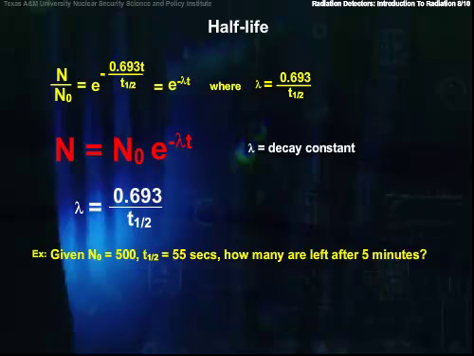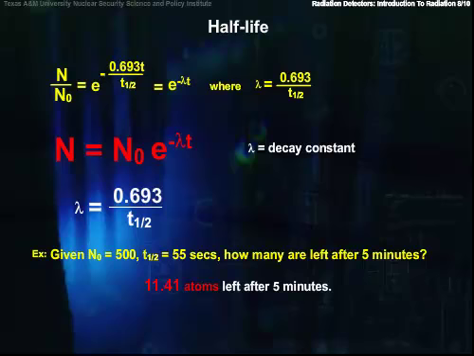Now let's work a problem. Starting with 500 atoms that have a half-life of 55 seconds, how many are left at 5 minutes? Get your pencil and paper and do it again. I get 11.41 atoms. And just between you and me, I think it's kind of hard to have 0.41 atoms.